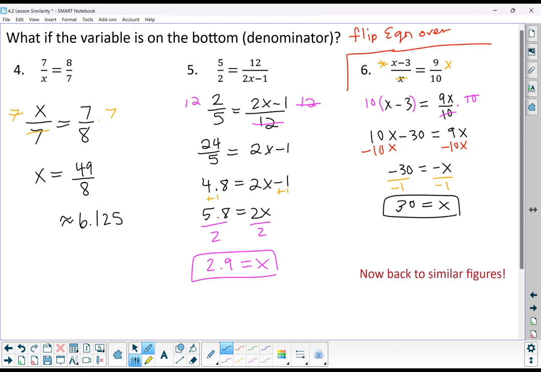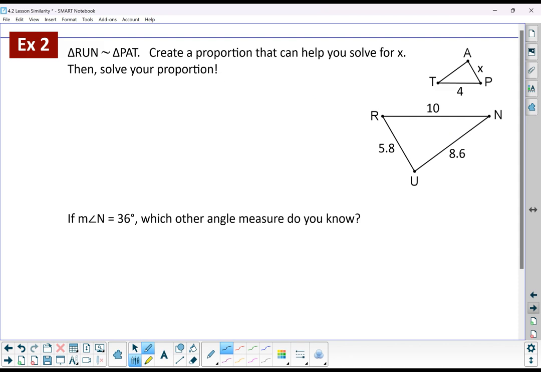Okay, now that we've practiced solving proportions, we're going to go back to our similar shapes and see if we can solve for some different side lengths. So I've got triangle RUN, and it's similar to triangle PAT. We're going to create a proportion that can help you solve for x, and then we're going to solve that proportion. So the side that I would like to find is this one right here, from A to P. And the side that that corresponds to in this other triangle is from R to U.